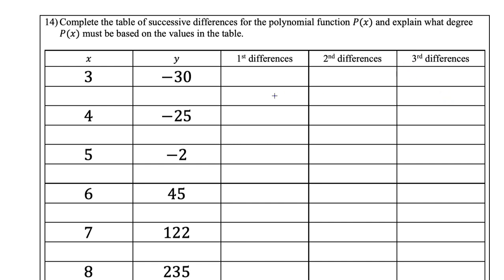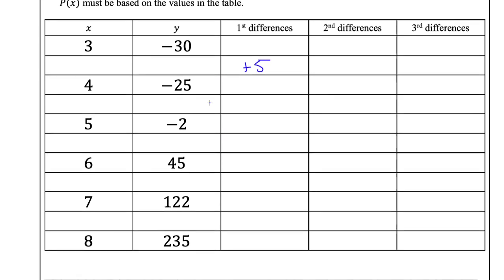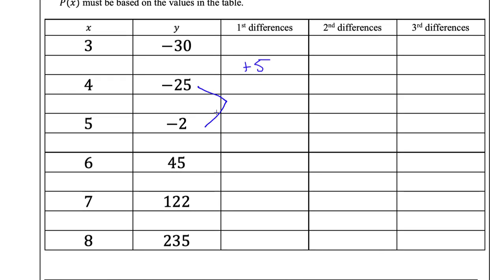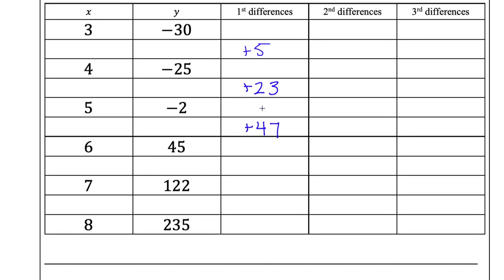So we're just going to find the differences. What is the difference between negative 30 and negative 25? Well, I added 5. To get from negative 25 to negative 2, I added 23. To get from negative 2 to 45, I had to add 47. And again, you will have a calculator. If I made a mistake on here, and I might, I can always check with the calculator. You will have a calculator for the benchmark.